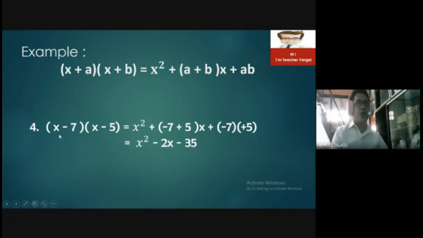So this is now the product of number 4. x minus 7 times x plus 5 is equal to x squared minus 2x minus 35.